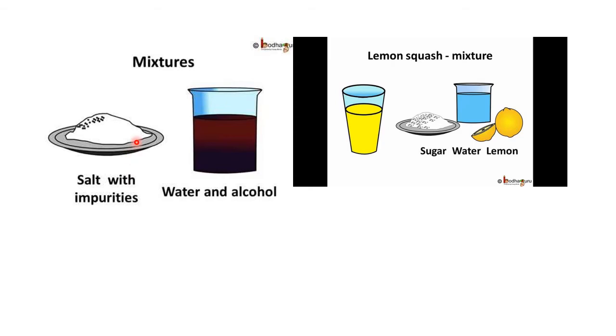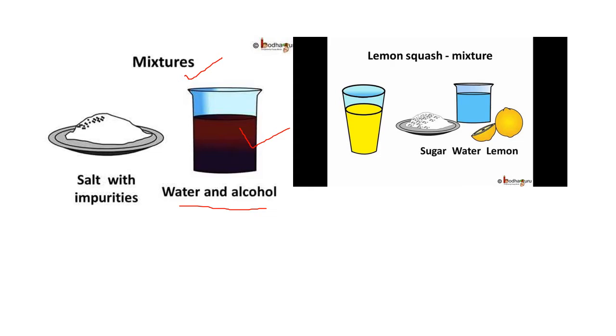For example, this is salt. If in this salt there is a small amount of sand, that means it contains an impurity. Salt with impurities is an example of a mixture. In the same way, second example, you can see this is water and alcohol. Water and alcohol are mixed together. So this is also an example of a mixture.